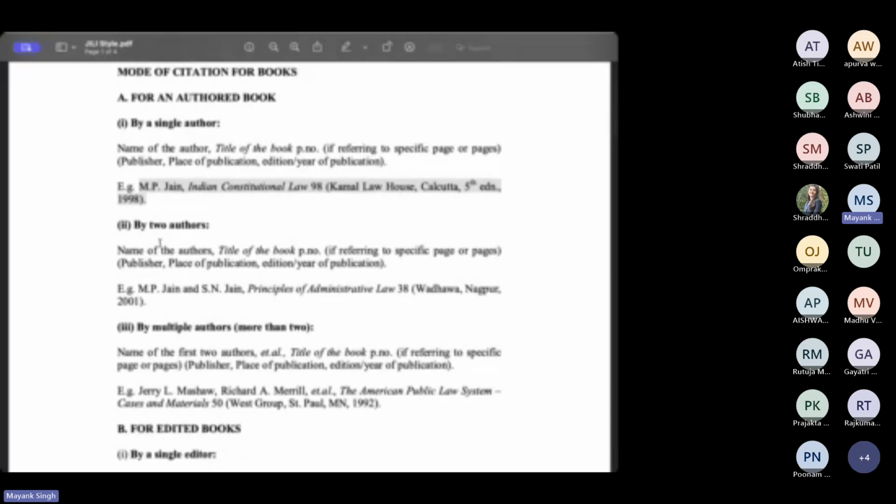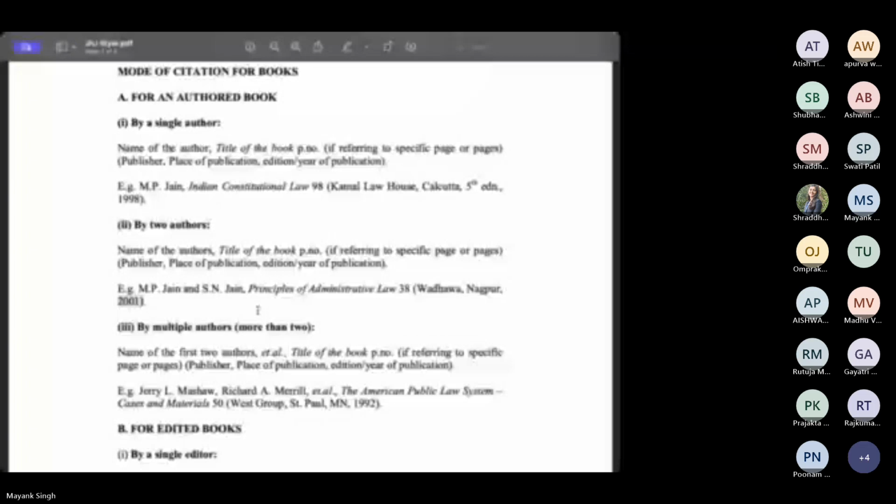Okay. Now for two authors, it is the same, like MP Jain and SN Jain. You will write two names. Then all the things are same, like the name of the book, the page number, the publisher, the place, and the year. All the information. If the edition of the book is not given, you will not write it. It is as simple as that. If it is given, you will write it. If it is not given, then you will not write it.